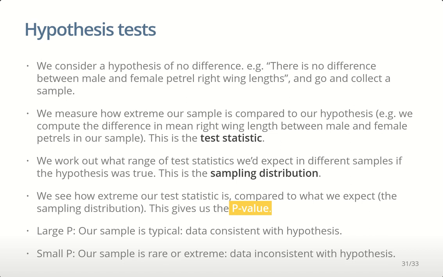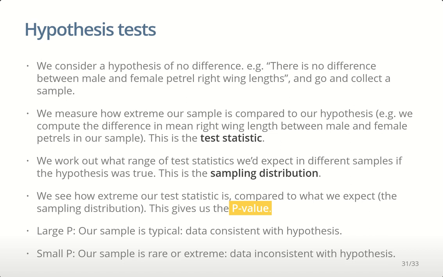If our p-value is large, then our sample is typical. It's something that we'd expect all the time, right? The p-value tells you how often you would expect your sample, given the hypothesis is true. So if you get a large p-value, you're saying something like this could happen all the time. So our data is consistent with the hypothesis.